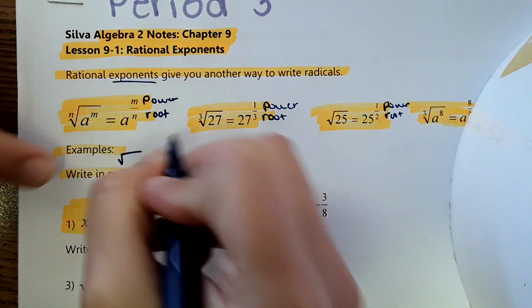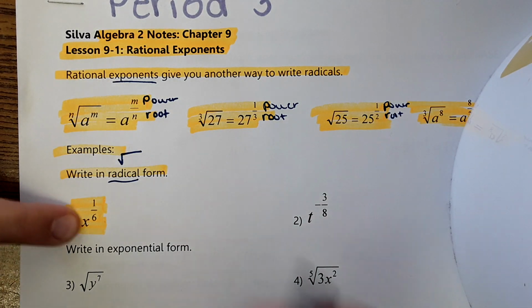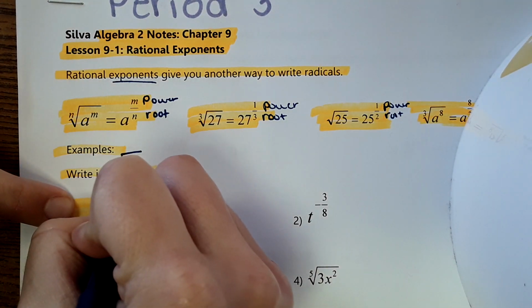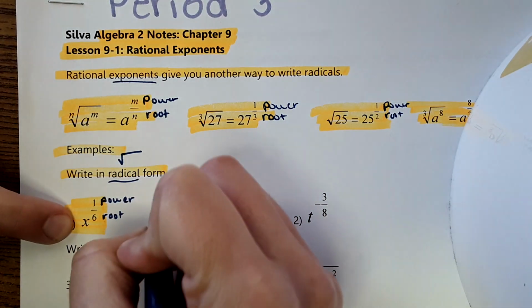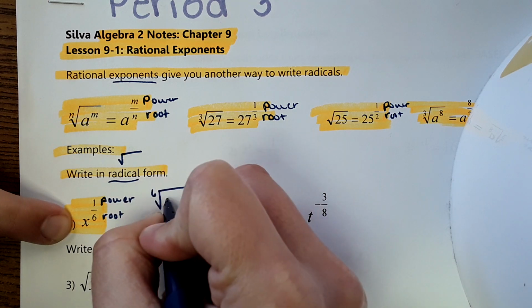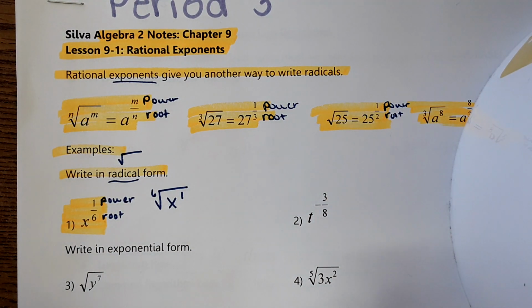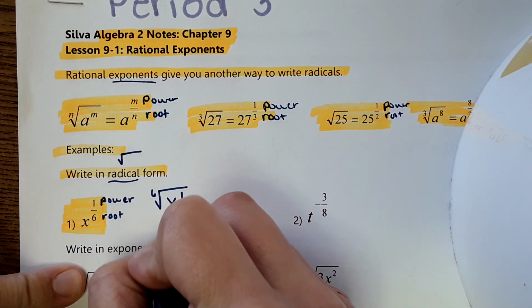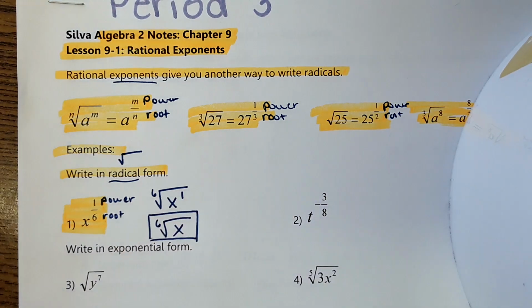Okay, so for the first example, it says write in radical form. Radical refers to the square root symbol. So here we have x to the 1/6. Remember, it's power over the root. So this would be 6th root x to the first power. But x to the first power is just x, so we really don't write that 1. The answer is just 6th root of x.